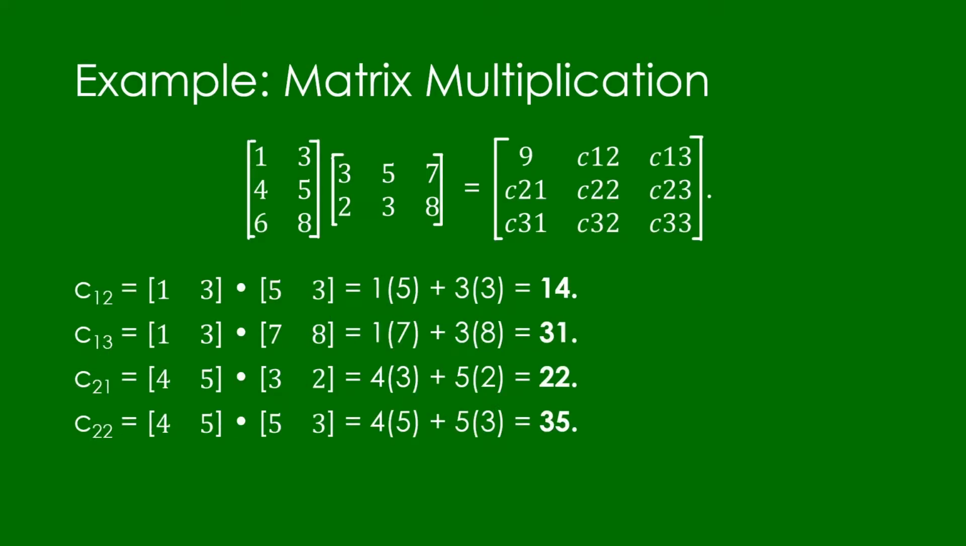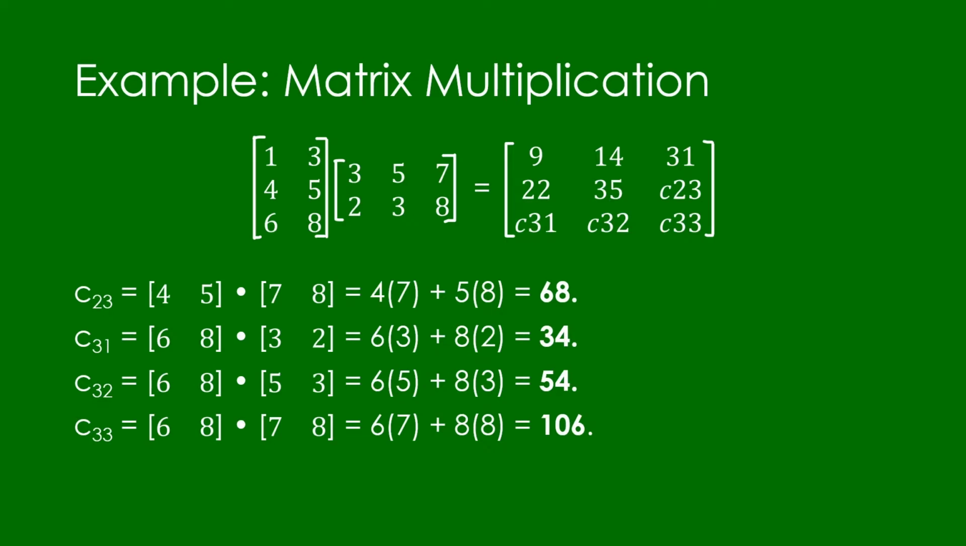Now let's do the rest of the dot products. C12 equals (1, 3) dot (5, 3) equals 1 times 5 plus 3 times 3 equals 14. C13 equals (1, 3) dot (7, 8) equals 1 times 7 plus 3 times 8 equals 31. C21 equals (4, 5) dot (3, 2) equals 4 times 3 plus 5 times 2 equals 22. C22 equals (4, 5) dot (5, 3) equals 4 times 5 plus 5 times 3 equals 35.